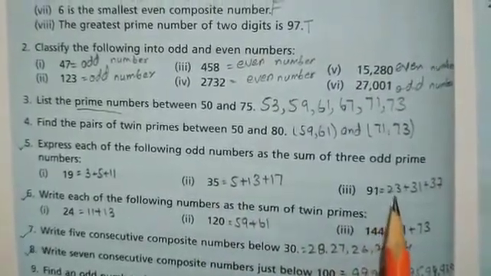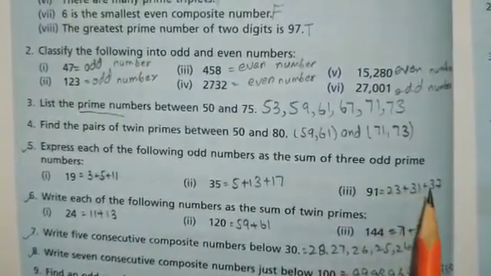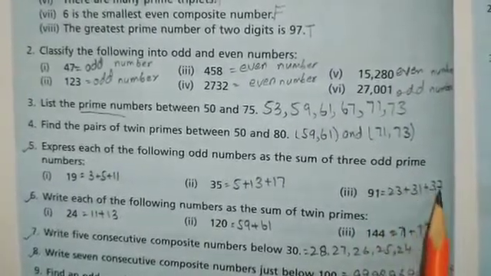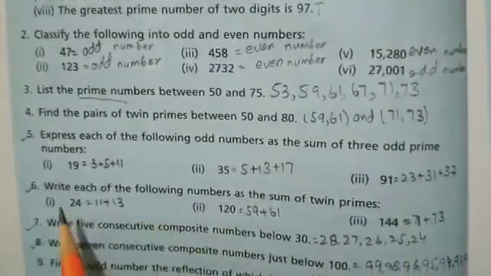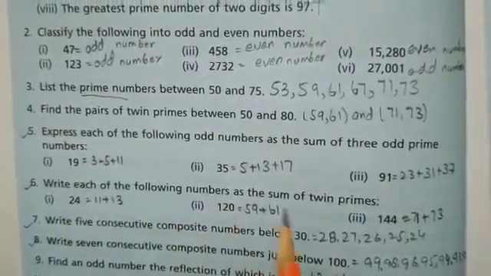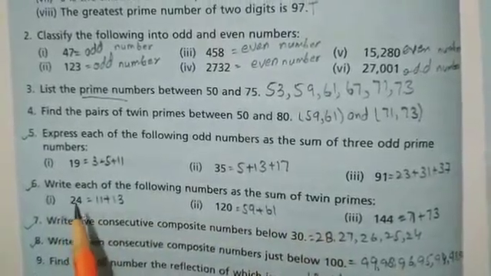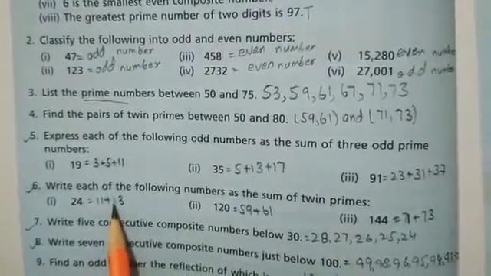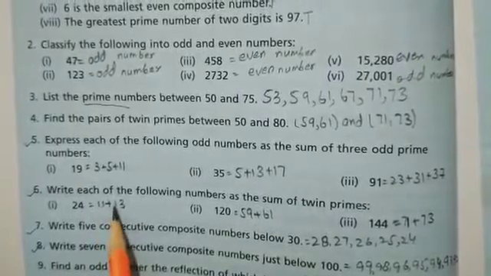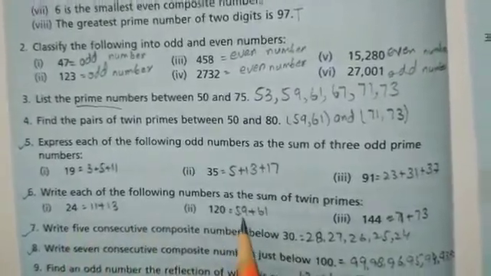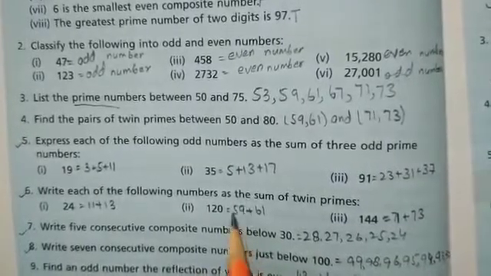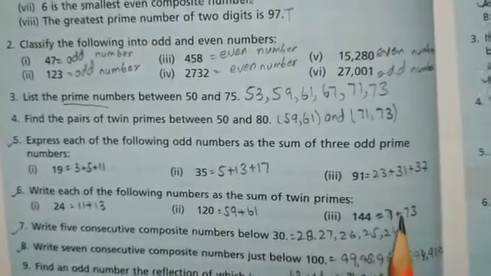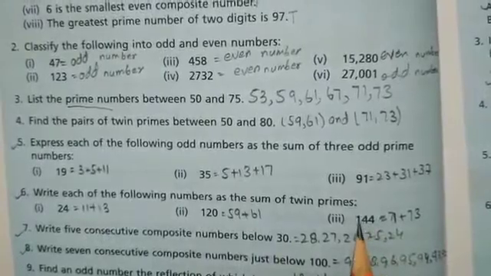23 plus 31 plus 37: we add these values and the answer is 91. 23, 31 and 37 are odd prime numbers. Question 6: write each of the following numbers as the sum of twin primes. 21 is an odd number, but we take the prime numbers for these values. 11 plus 13 are twin primes, and adding them gives 24. 59 and 61 are also twin primes, and adding them gives 120. 71 plus 73 are odd twin primes, and adding them gives 144.